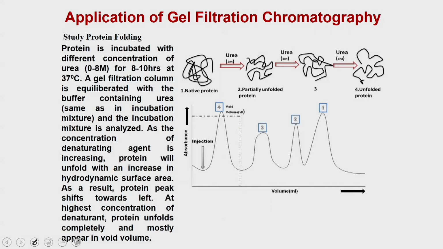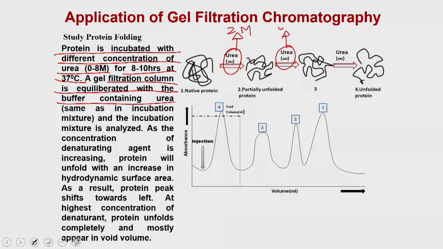So, if you would like to study that, the protein is incubated with different concentrations of urea, from 0 to 8 molar, for 8 to 10 hours at 37 degrees Celsius. If you would like to use a gel filtration column, the column is also equilibrated with buffer containing urea of the same concentration, which means for this particular concentration you are going to run the gel filtration with buffer which contains 2 molar urea. In this one it is going to contain 4 molar urea. So, the sample is also prepared in these denaturing conditions, the column is run in the same buffer, and then the mixture is analyzed.